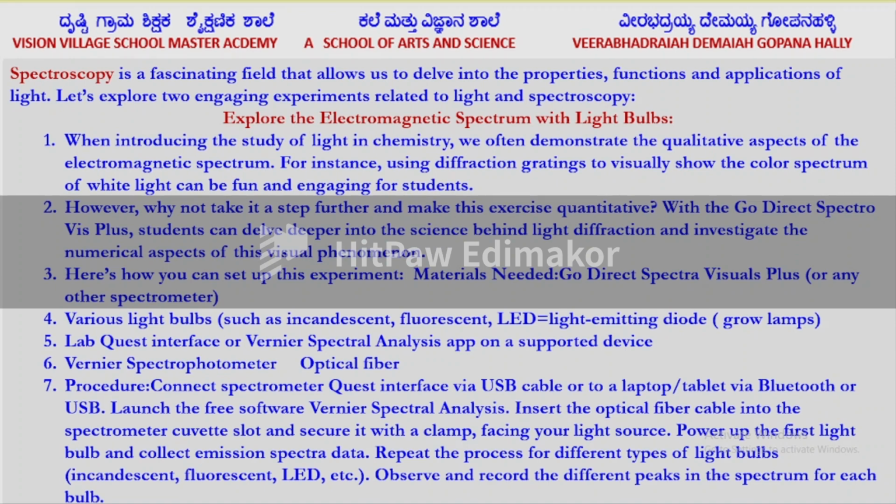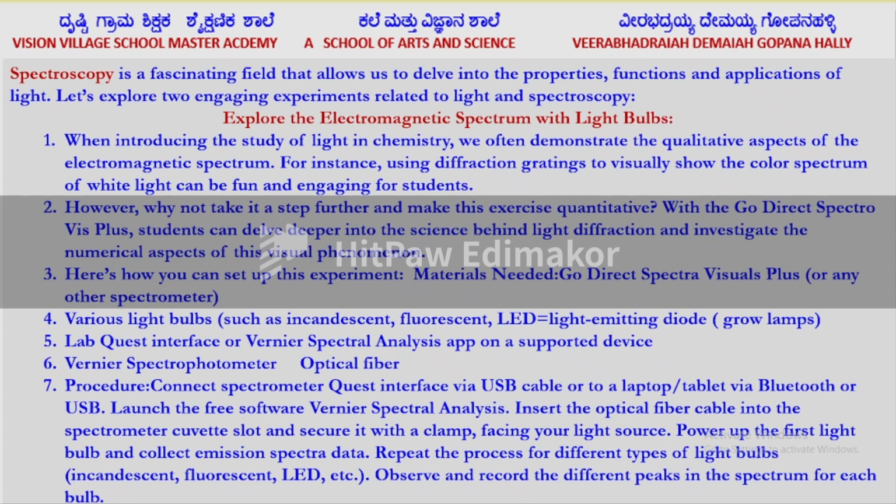You know that light is a form of energy, generally solar energy, sun's energy. The properties, functions, and applications of solar energy in our day-to-day life in science and technology leads to the spectroscopy. We explore the electromagnetic spectrum with light bulbs. When introducing the study of the light in chemistry, we often demonstrate the qualitative aspects of electromagnetic spectrum.